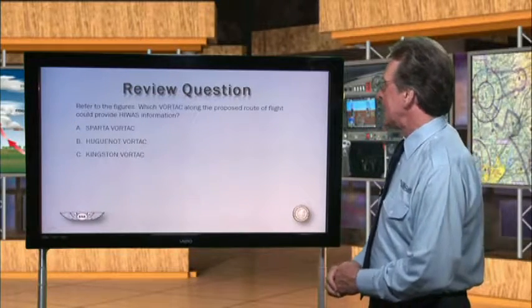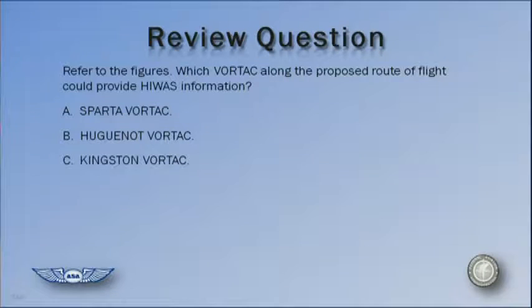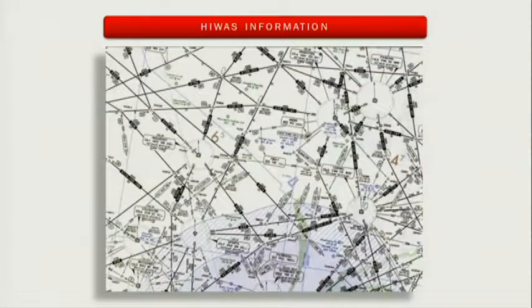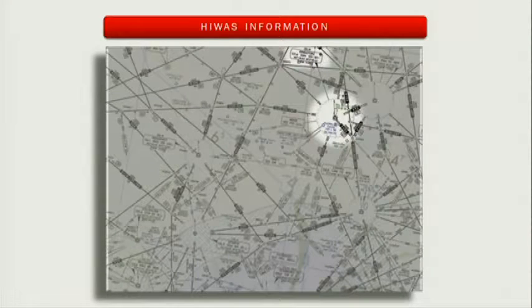All right, taking a look at another question. Referring to figures again, which VORTAC along the proposed route of flight could provide HIWAS information? Which VORTAC? So we have to look at our figures again to find out which of these VORTACs will provide us with HIWAS.